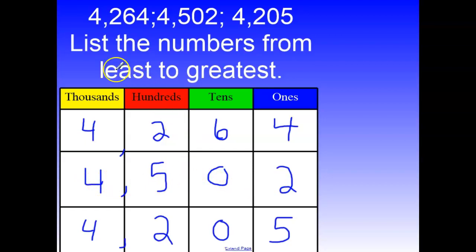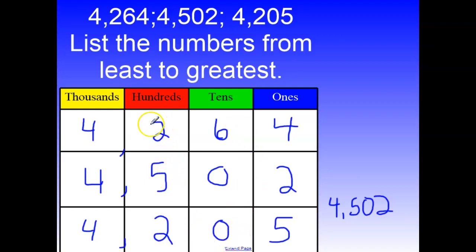And I'm going from least to greatest. So I know that 4,502 is going to be my greatest. So I'm going to put that down here at the bottom. Now I don't really have to worry about that number anymore. I just have to worry about the other two that I haven't figured out where they go yet.